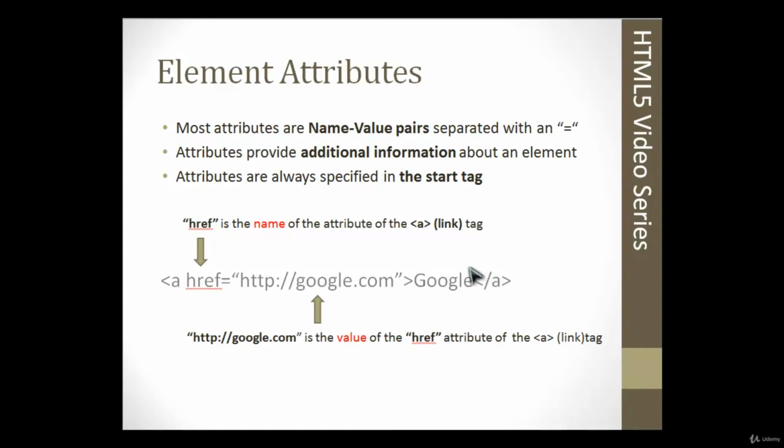And just like before, we have the text wrapped in an a tag, which is a link tag, and we have the text Google. So what this would look like in the browser would just be the word Google, and you could click on it and it would be a link. So attributes basically just provide additional information about a tag or an element, and attributes are always specified in the start tag. They're never put in the ending tag.